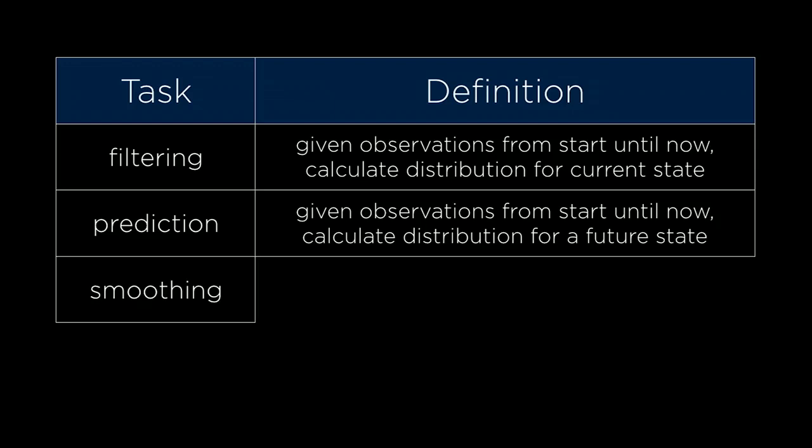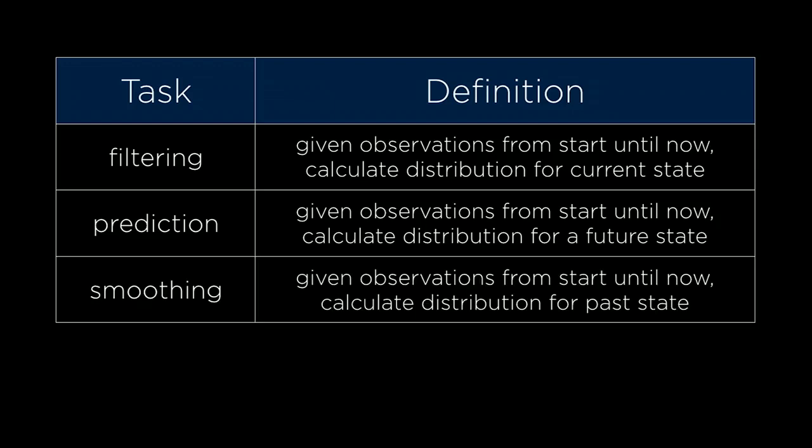And you can also go backwards via smoothing, where I can say, given observations from start until now, calculate the distributions for some past state. Like I know that today people brought umbrellas, and tomorrow people brought umbrellas. So given 2 days' worth of data of people bringing umbrellas, what's the probability that yesterday it was raining? And that I know that people brought umbrellas today might inform that decision as well. It might influence those probabilities.